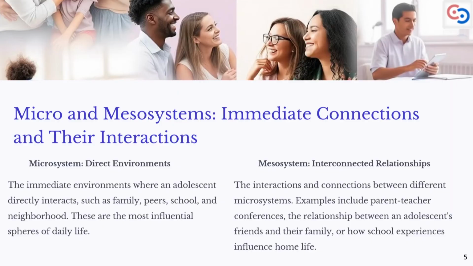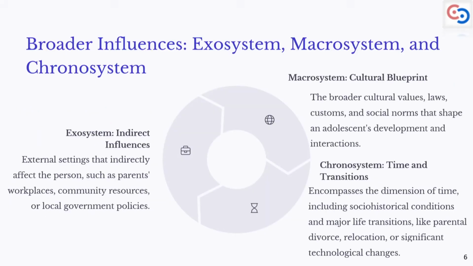Then we will go to the next three systems, which do not have immediate direct control but have some influence. These three systems have more of an indirect and broader influence. The first is the exosystem, which can be understood as the indirect environment of the adolescent. For example, the parents' workspace can be an exosystem. Then we have the macrosystem.